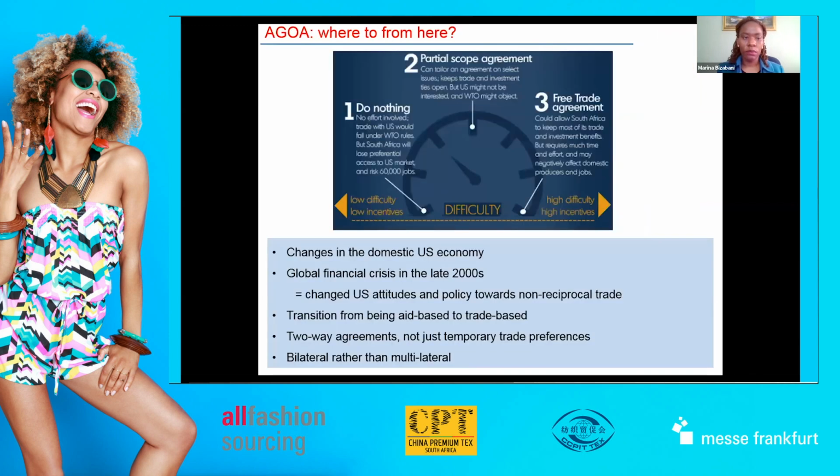And just to end off, now we know that there's talk of AGOA ending in 2025. And so obviously, based on what's happened now with the pandemic, we've had to reconsider and look at what our options are, both from an investment promotion agency's point of view, but also from the advice that we can give to companies that are considering a changed landscape in post-2025.